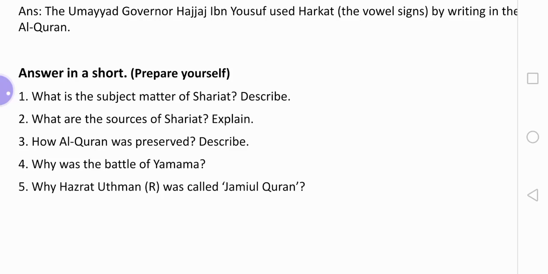And number 4, why was the Battle of Yamama? The cause of the Battle of Yamama was refusing to pay zakat and some false prophethood. And number 5, why was Hazrat Usman radiyallahu ta'ala called Jami'ul Quran? Just explain briefly. That's enough.